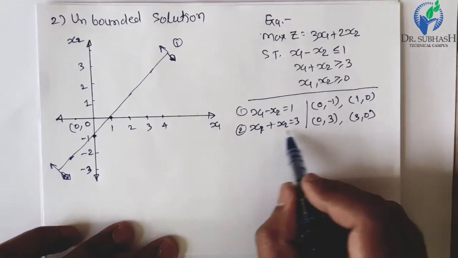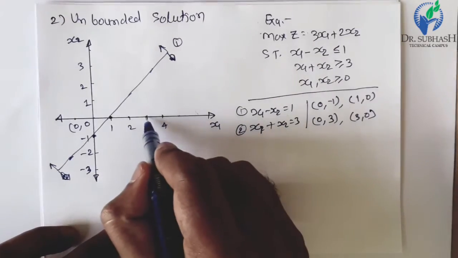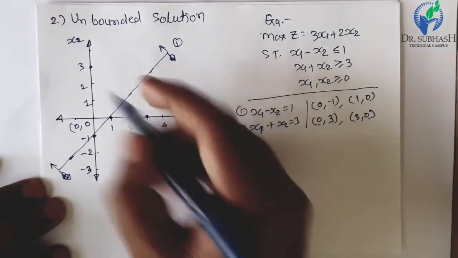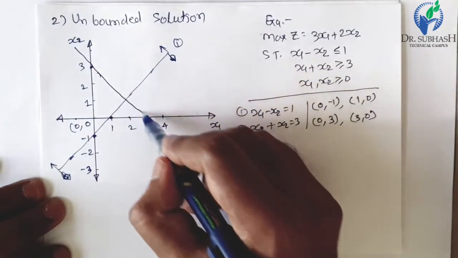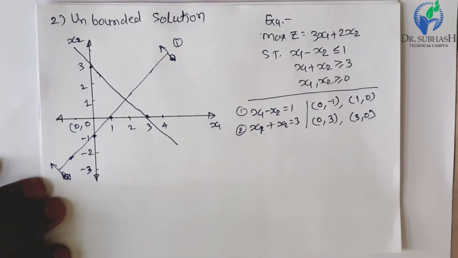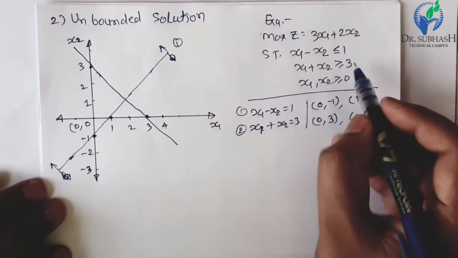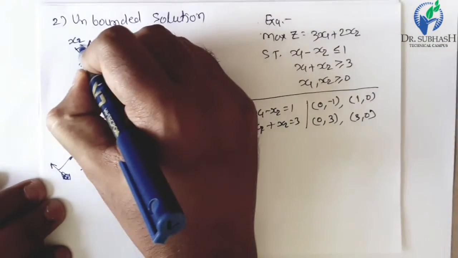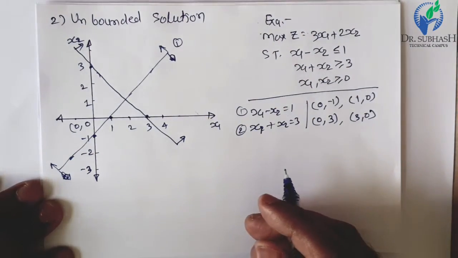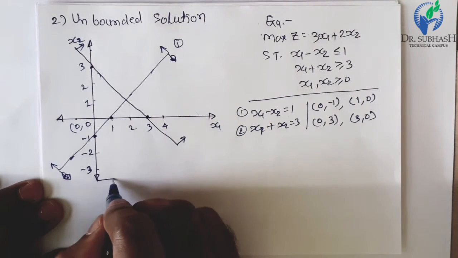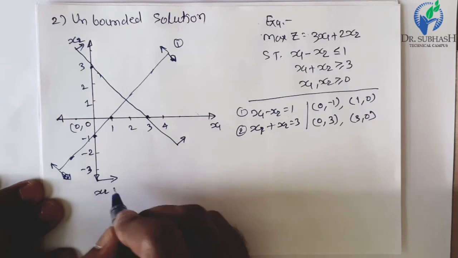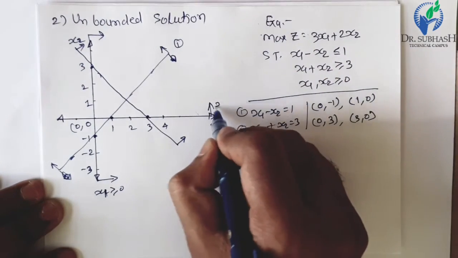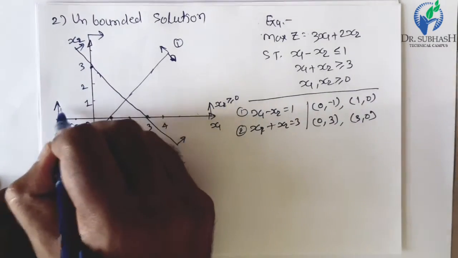Now constraint number 2, x1 plus x2 equal to 3. It is 0, 3, so 0, 3 is here and 3, 0 is here. Now draw a line passing through both of these, and to consider which side, upward or downward, consider the sign, which is greater than or equal to. For the greater than or equal to sign, the area will be away from the origin. And lastly, the non-negativity constraints: x1 is greater than or equal to 0, which must lie here, and x2 is greater than or equal to 0, which must lie here.